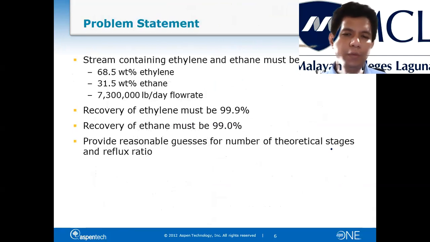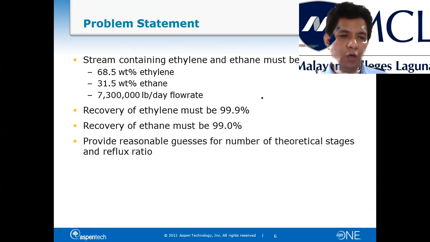Okay, so this is going to be our problem. A stream containing ethylene and ethane must be separated: 68.5 weight percent ethylene and 31.5 weight percent ethane. This is the composition of the feed, and we will be assuming that this is saturated vapor, so later, vapor fraction would be equal to 1. And 7,300,000 pounds per day is the flow rate of the feed.